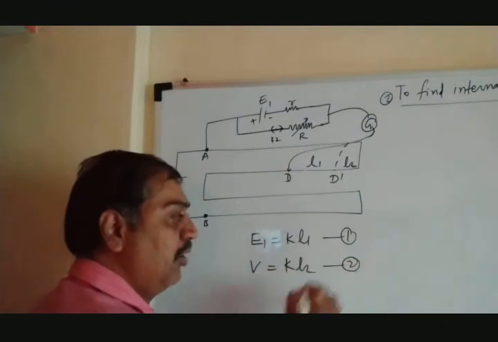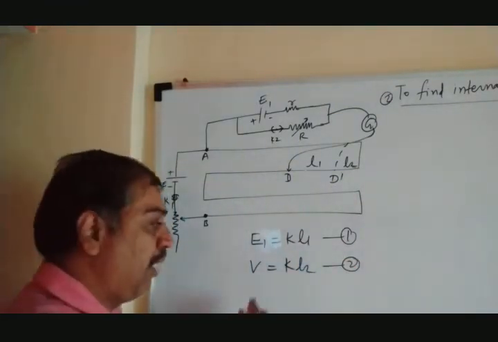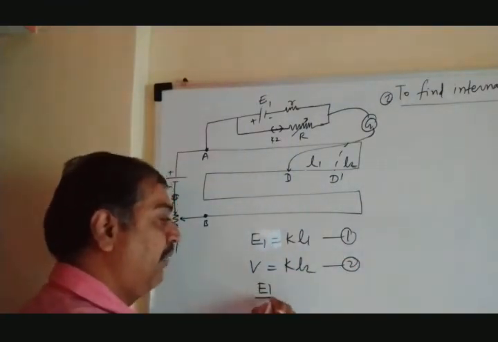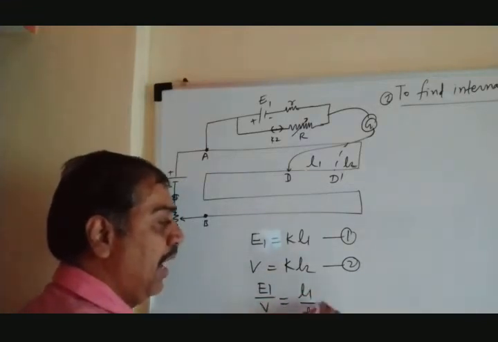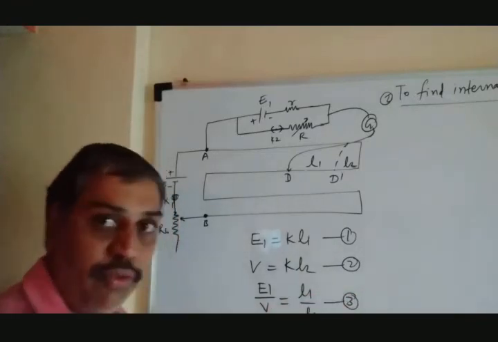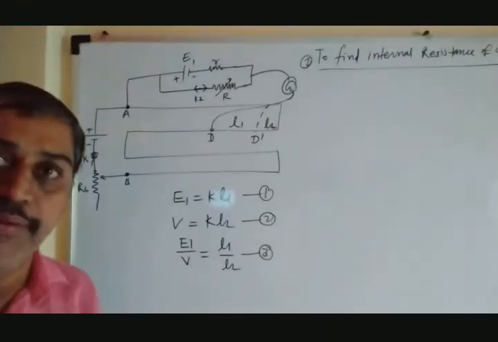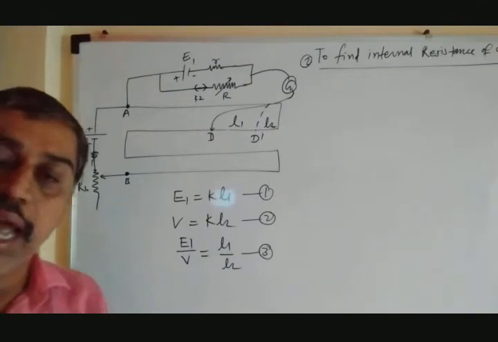That is equation 2. Divide equation 1 by 2. What we get? E1 divided by V equal to L1 divided by L2. Equation 3, suppose. So these three equations we have derived. E1 by V equal to L1 by L2.